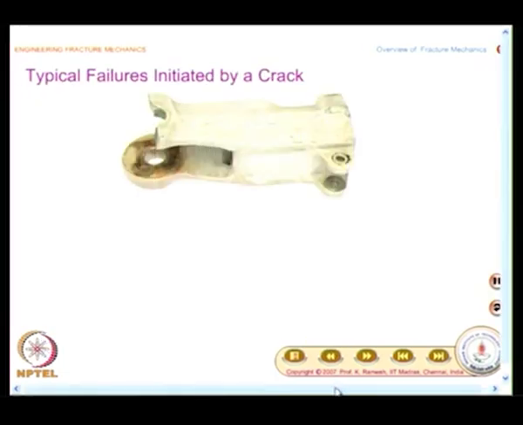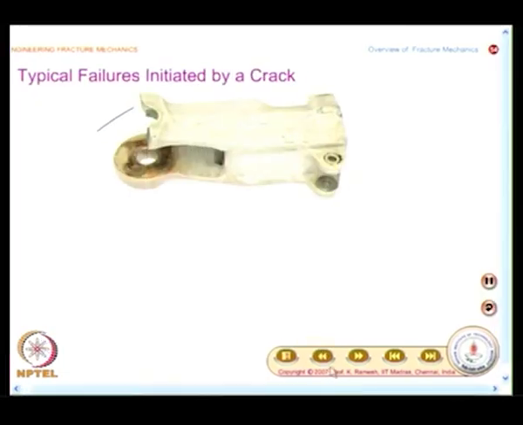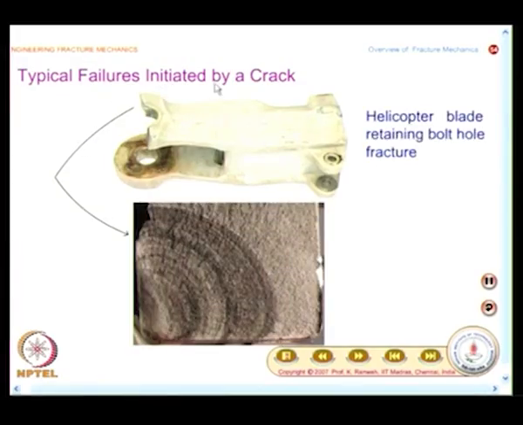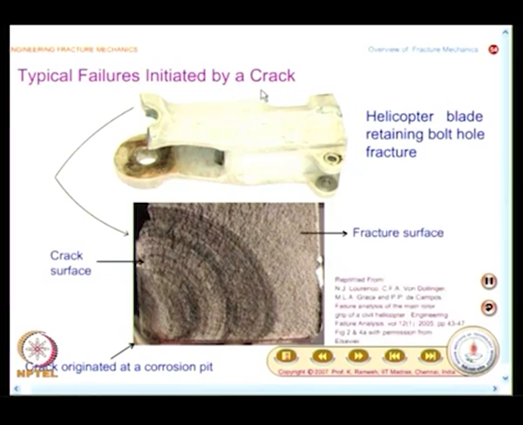Now, we will take up certain examples wherein you have failures initiated by a crack. My interest is to show that there is a crack growth phase followed by fracture. This is very, very important.